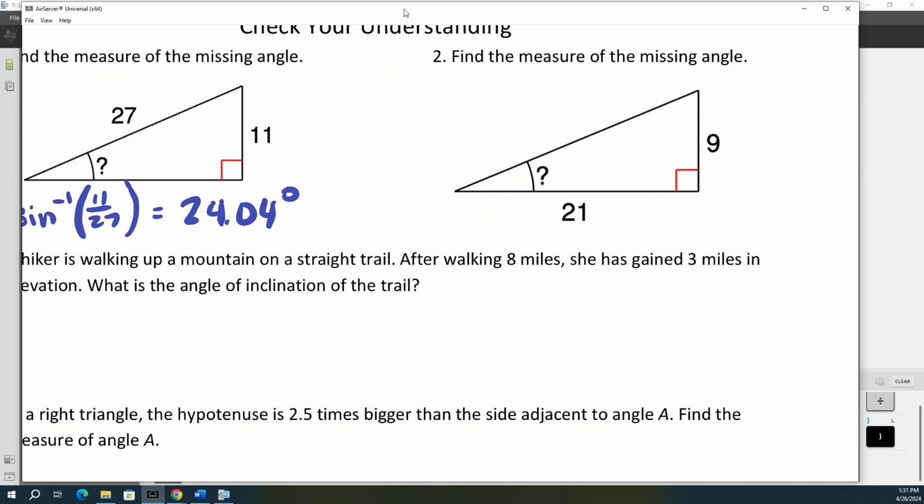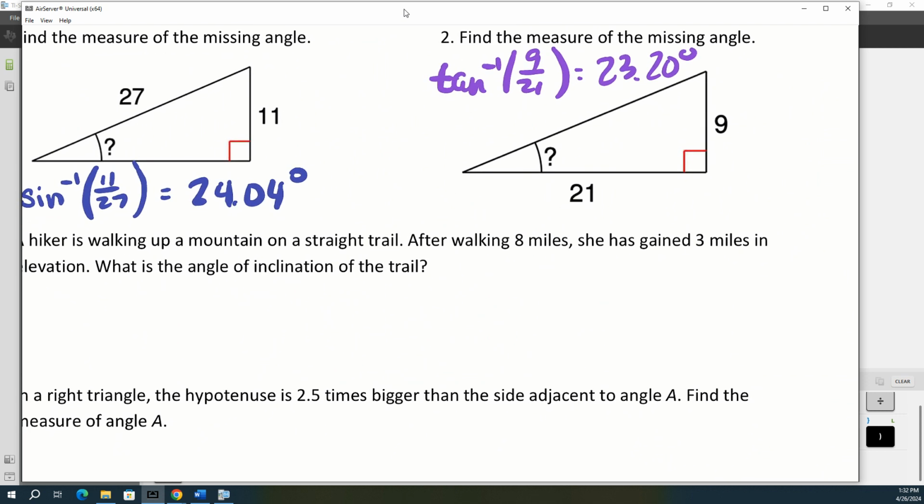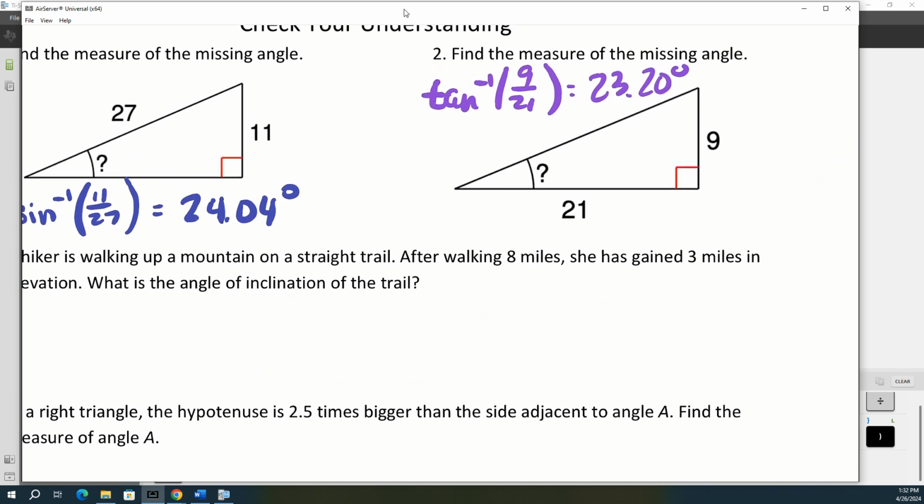All right, so which inverse function did you use? Tangent. Yes. And what'd you get for your angle? 23.19859. Okay. Yes, you were right. Well, make sure you're in degrees. That's pretty close. Did you do 9 over 21? An inverse tangent? You didn't do inverse tangent?